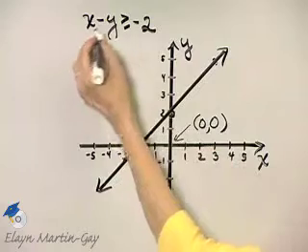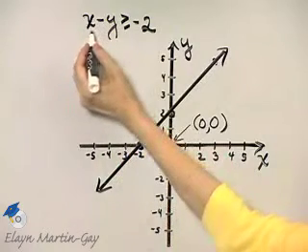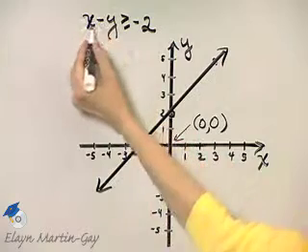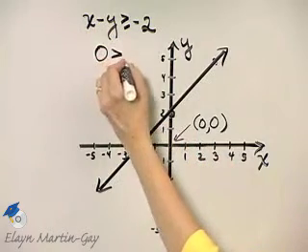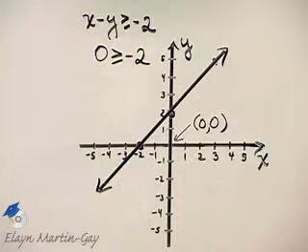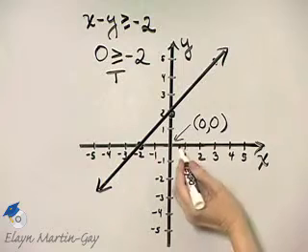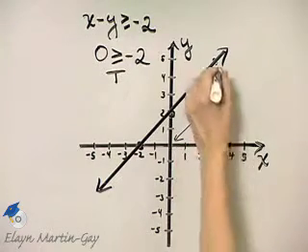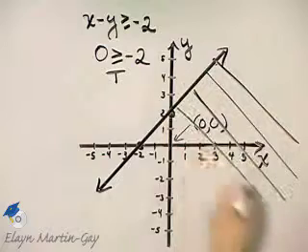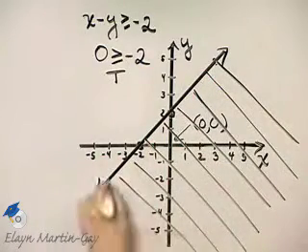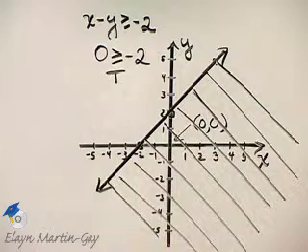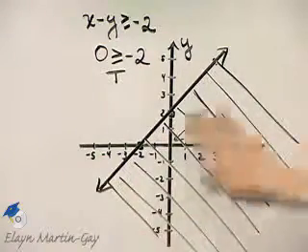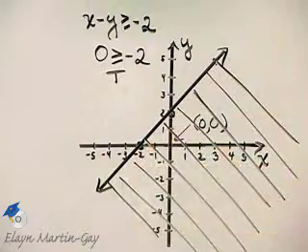So if x is 0 and y is 0, we have 0 minus 0, greater than or equal to -2. Is that a true statement or a false statement? It is a true statement, which means we graph the side of the line that the test point lies on. So we graph this side of the boundary line. Now, by the way then, where is our solution region? It is this shaded region along with the boundary line.